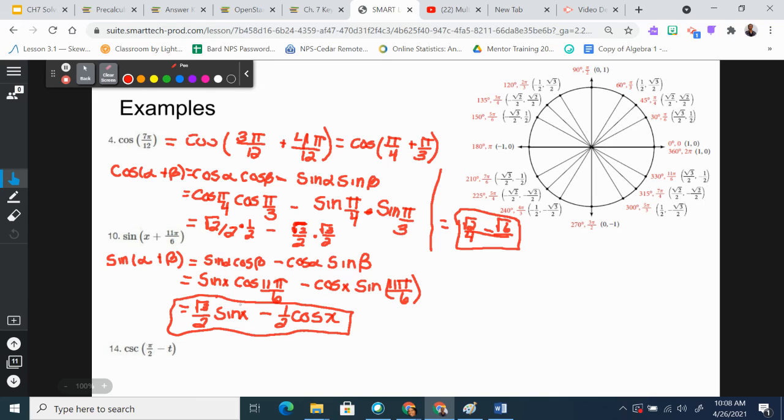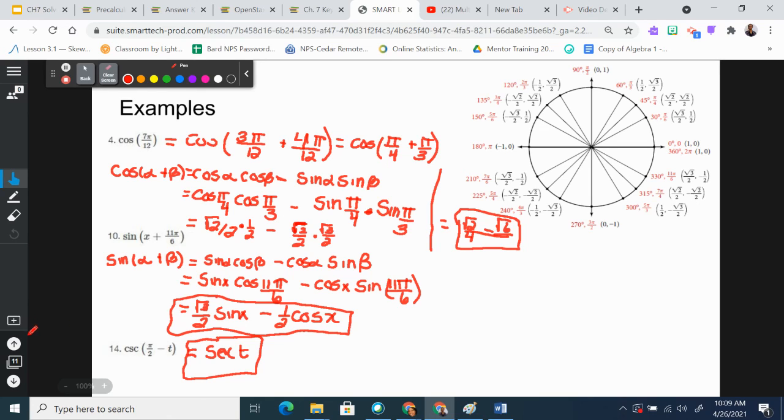Now remember my co-function identities, right? So I don't have to go all the way through the trouble of using my sum and difference formulas. I can actually shortcut and go straight to the idea that whenever I have a cosecant of pi halves minus anything, any angle theta, that's actually equal to the secant of, in this case, t. If you want to prove it to yourself, you can use the sum and difference angles, but why do that when we don't have to? So we already know that this is something that we can quickly write. So there you have it.